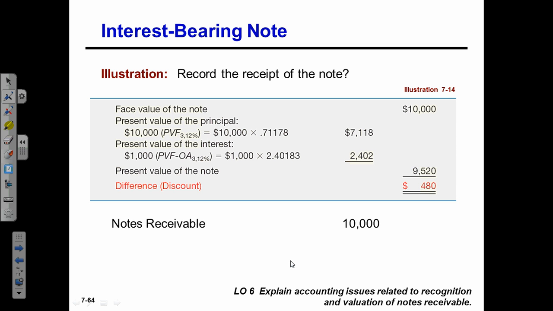What's it going to look like? Notes receivable, discount, cash. By the way, what if I was selling something to somebody? Selling a product. What would it be, credit instead of cash? Sales. That would be the sales price. Right? And then I debit cost of goods sold and credit inventory at the cost of it. Recorded my sale.